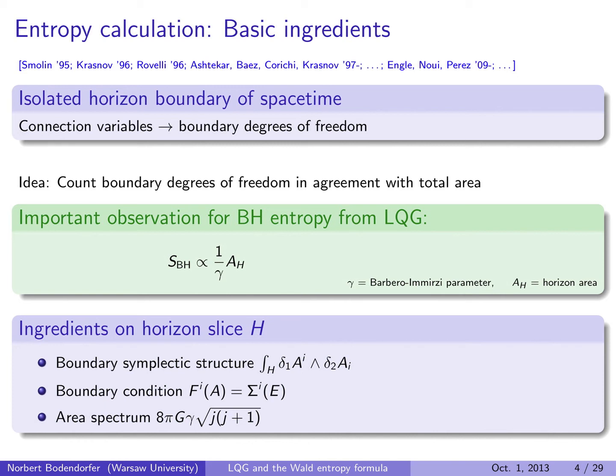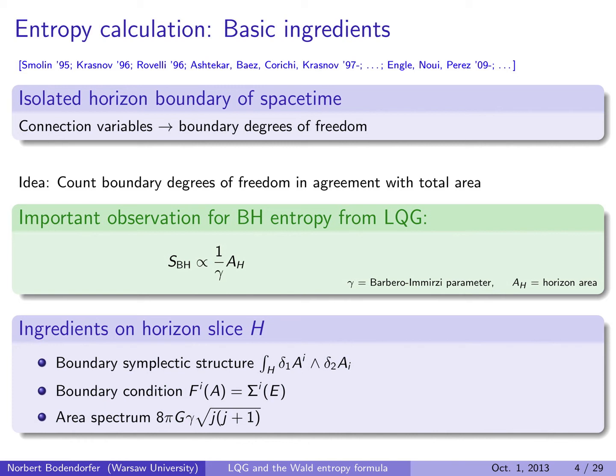The non-trivial statement is that if you use connection variables, then you automatically get boundary degrees of freedom on the isolated horizon. The idea is then that you count those degrees of freedom on the boundary, and you count them such that they are in agreement with the total area of the black hole. If you do that properly, you find that the black hole entropy is proportional to the area of the horizon. However, you don't really get the prefactor completely correct, but you get a dependency of 1 over gamma, where gamma is the free Barbero-Immirzi parameter of the theory.